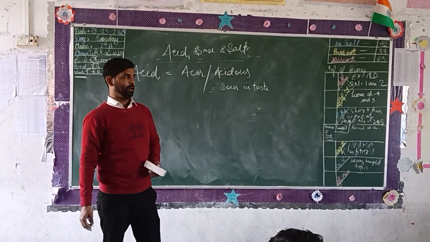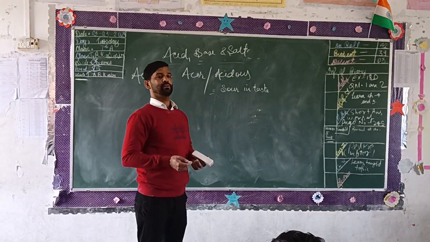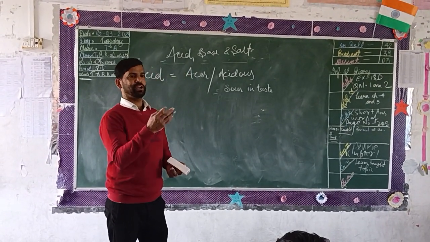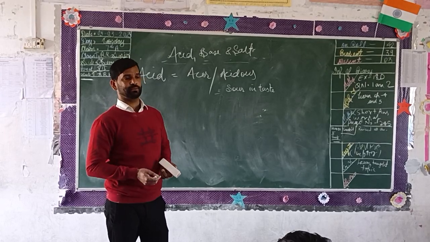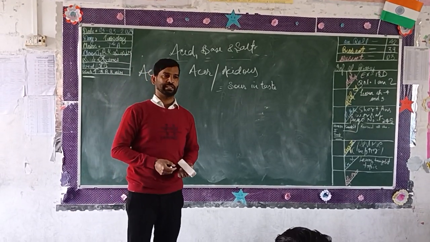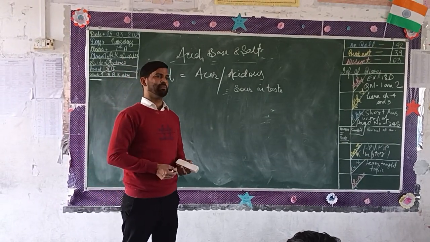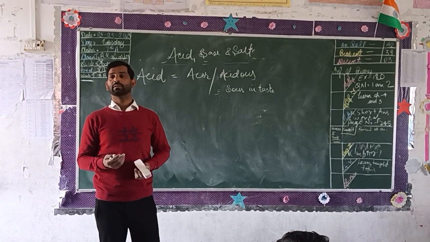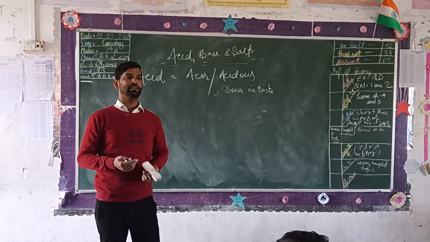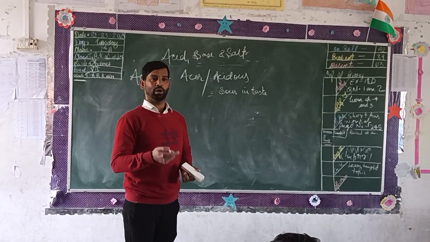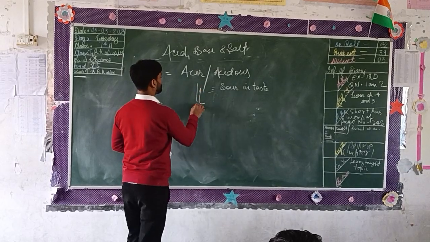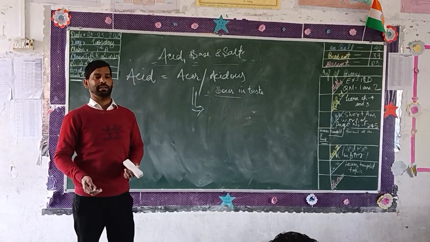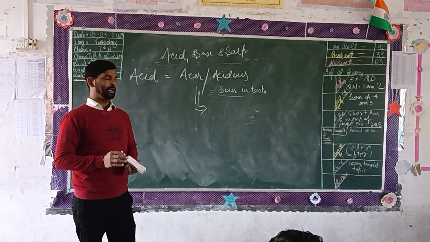If it tastes sour, then it is said to be what? It is acid. You can count examples of sour materials on your fingers as well. What are these? Lemon, amla, orange, curd, vinegar, whatever it is. They all have which type of taste? Sour taste. If a material has a sour taste, that one is called an acid.